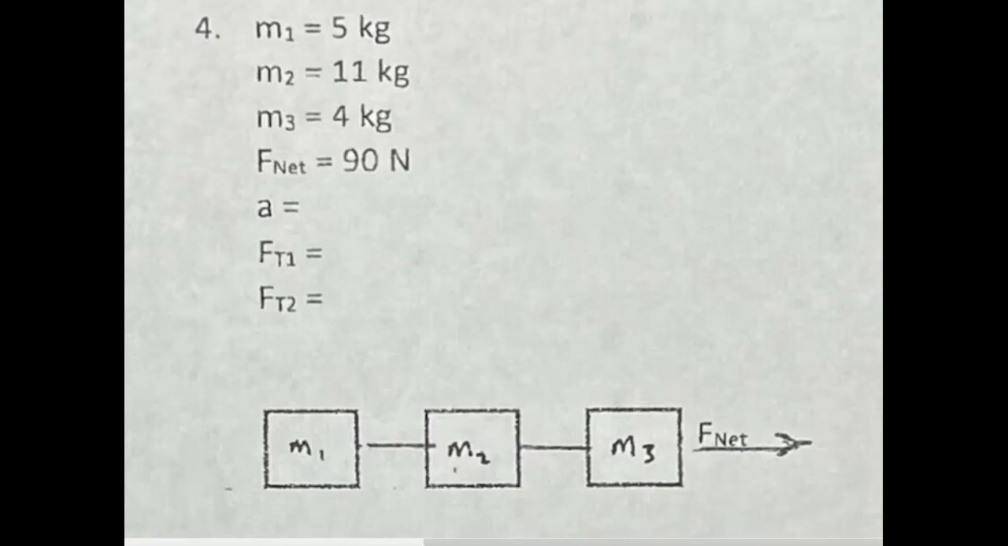Okay, number 4 is very similar to number 3, but now I have 3 blocks tied together with 2 different strings, but same kind of situation. I'm pulling all 3 blocks with the net force over here on the far right, and then this tension in this string will accelerate blocks 1 and 2 only, and the tension in this string will accelerate block 1 only. And of course, the net force over here is accelerating all 3 blocks. The masses of the blocks are given, and they tell me what the net force is. Find the acceleration and the tension here between 1 and 2, and the tension here between 2 and 3.